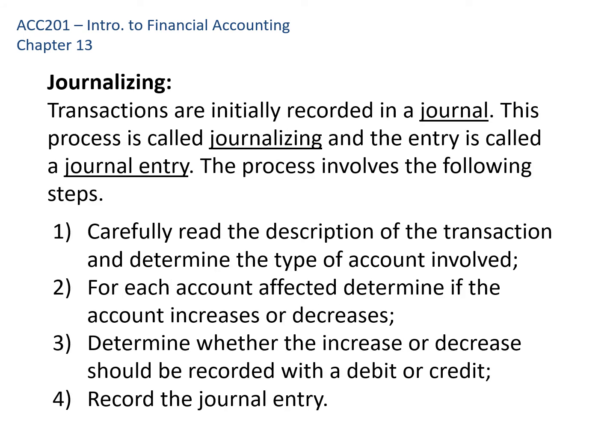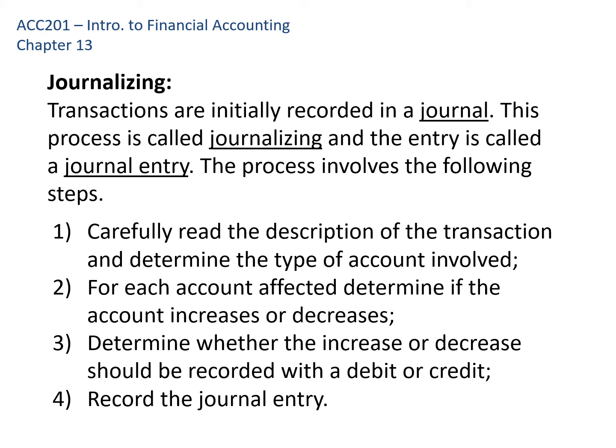So journalizing is how we record transactions in a journal, okay? So the steps involved in doing that are, number 1, carefully read the description of the transaction and determine what types of accounts are involved. And when I say types of accounts, I mean what categories do they fall into? So is it an asset? Is it a liability? Is it an expense or revenue? Those kinds of categories. So think, what type of categories are being impacted there? For each account, determine if that category is going up or going down, and then determine whether the increase or decrease should be recorded with a debit or a credit based on the rules that I went over, and then you record the entry.